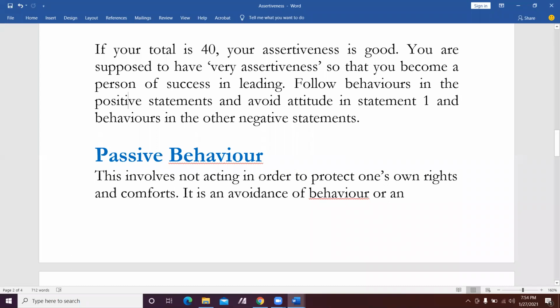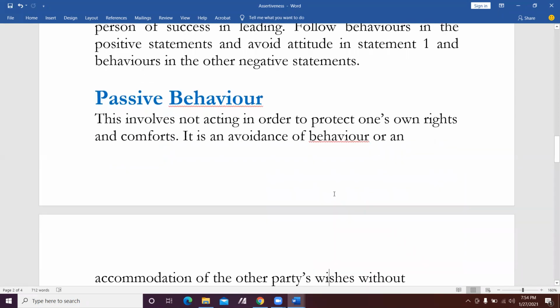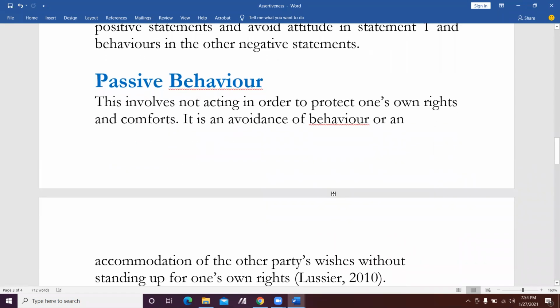So this involves not acting in order to protect one's own rights and comforts. It is an avoidance of behavior or an accommodation of the other party's wishes without standing up for one's own rights. If you are passive, you don't stand for your own human rights. You don't try to protect your own rights.